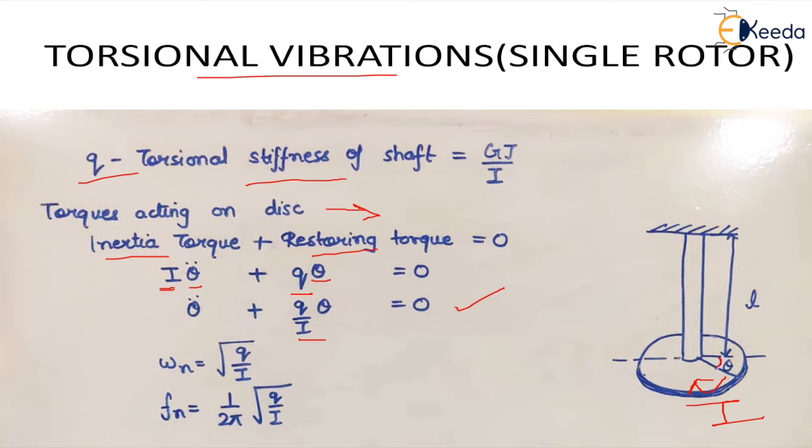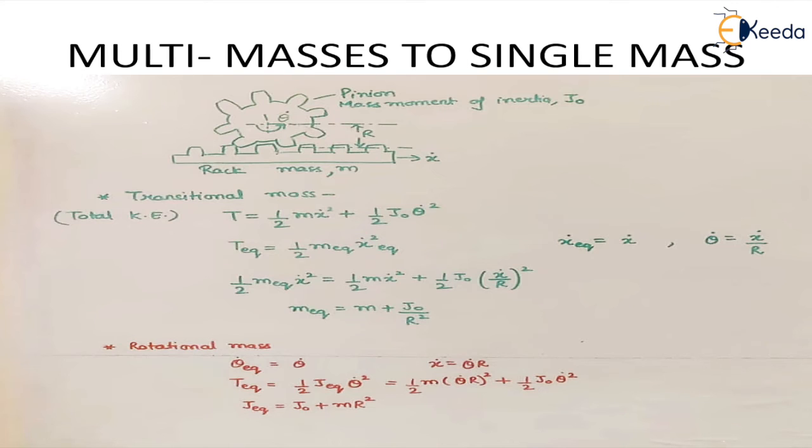If we compare this equation, we find that the natural frequency is equal to the square root of Q upon I. And if you want to find the frequency, it will be 1 upon 2 pi times the square root of Q upon I. These two values can be calculated for any torsional system by applying the simple concept that the net torque acting on the system is zero, that means the system is in equilibrium. You place all the values in the equations, and we can find the value of the natural frequency.